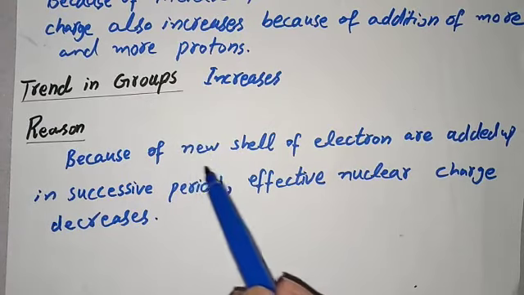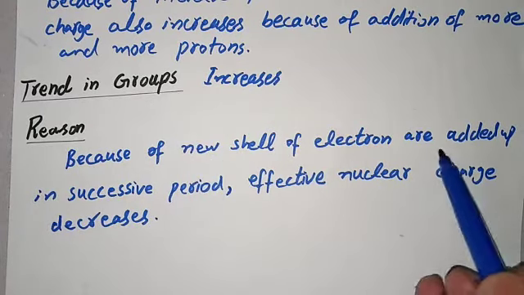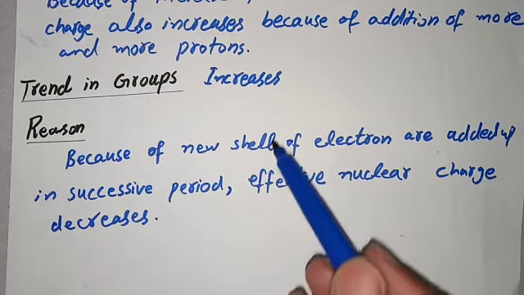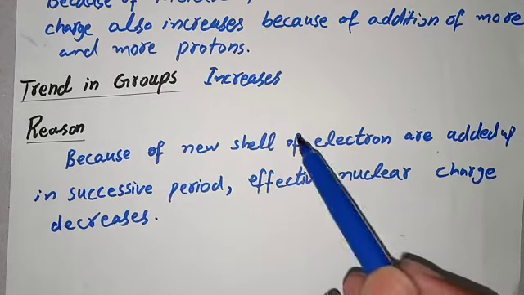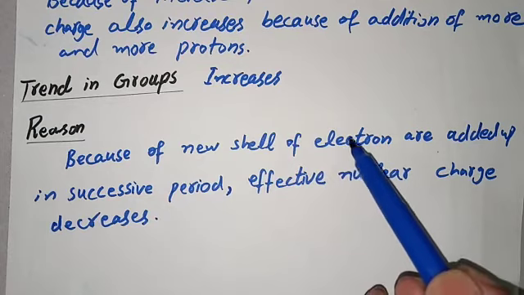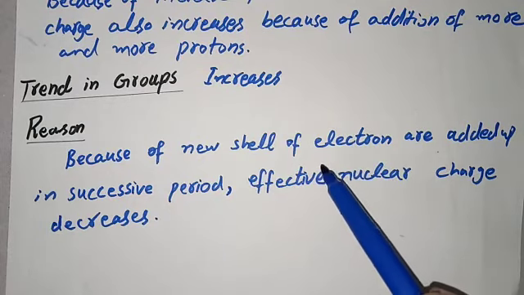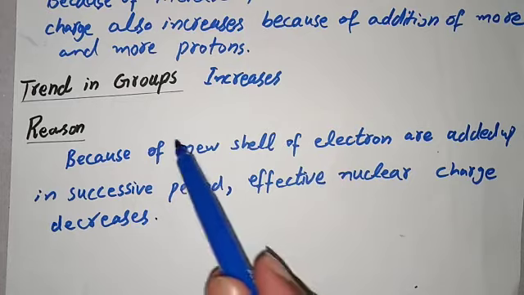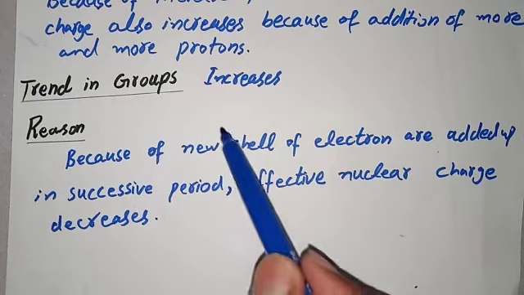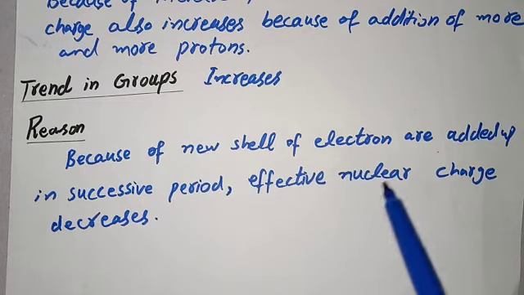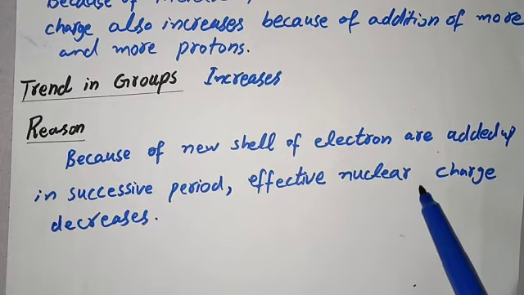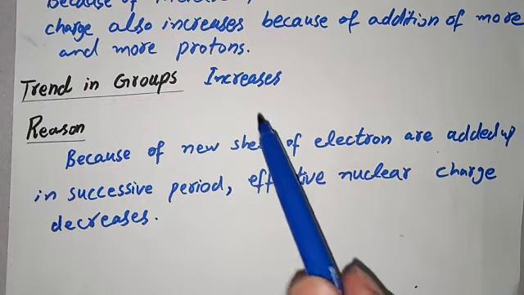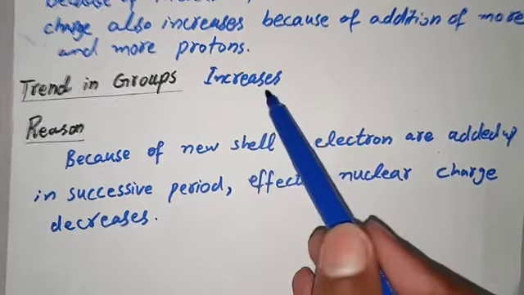The reason is that a new shell of electrons is added in successive periods. We can see that in the first element of the group there is one shell, in the second element there are two shells. Similarly, shells increase. So in groups new shells are added, so the effective nuclear charge decreases, and with the decrease of effective nuclear charge the size will increase.